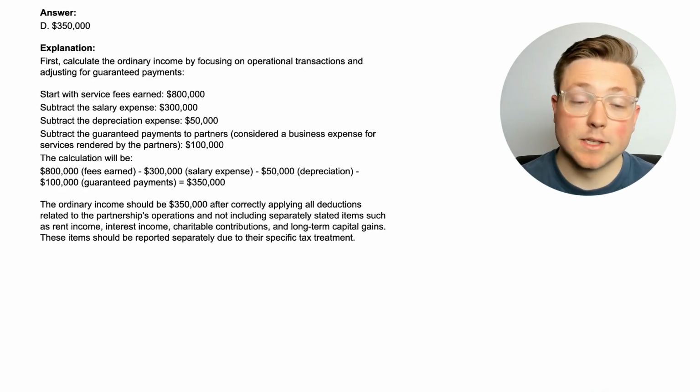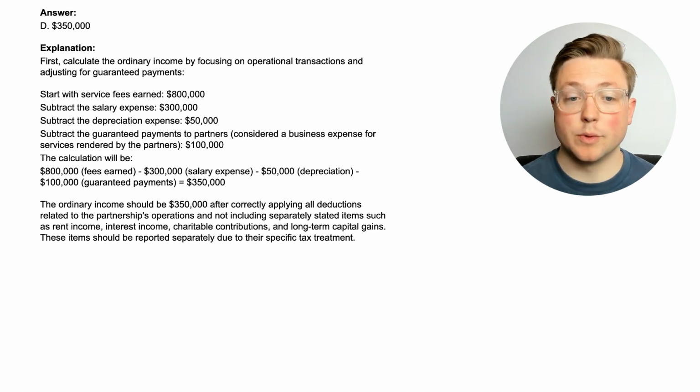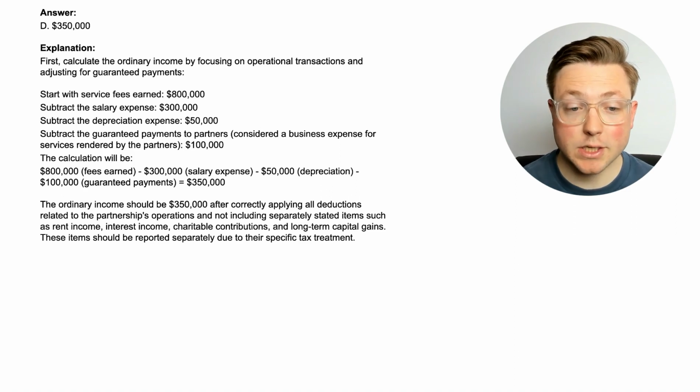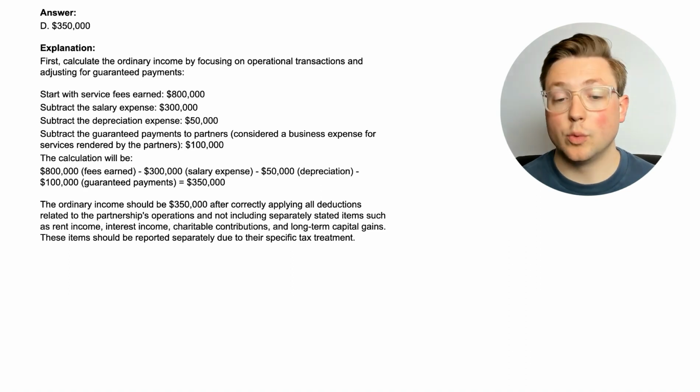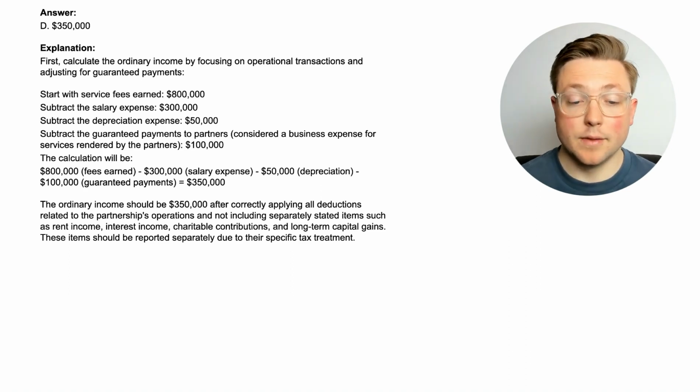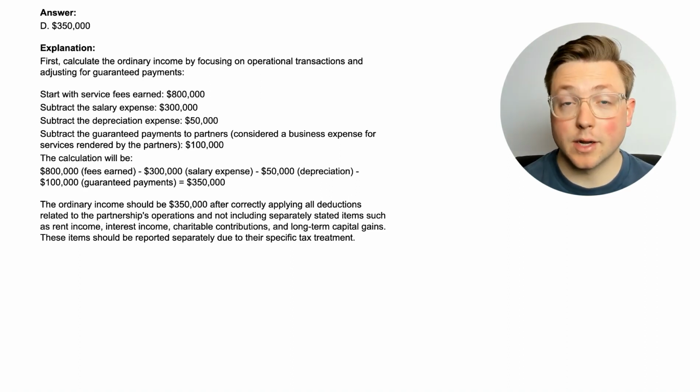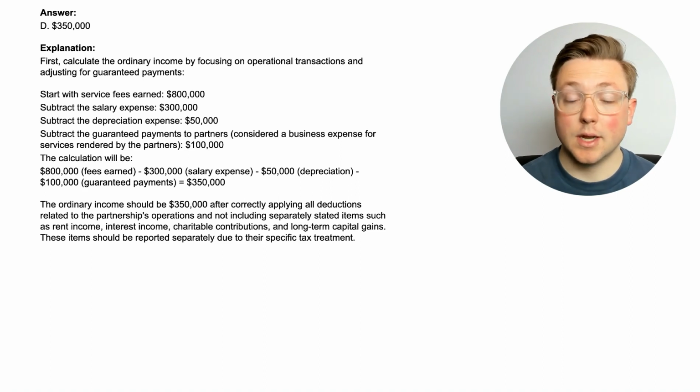Did you get that? Let's go ahead and read the explanation. So first, you would calculate the ordinary income by focusing only on the operational transactions and adjusting for guaranteed payments. So we would take the service fees earned, subtract the salary expense, subtract the depreciation expense, subtract the guaranteed payment. Again, guaranteed payment is subtracted from ordinary income, and that would leave you with $350,000. The ordinary income should be $350,000 after correctly applying all deductions related to the partnership's operations and not including separately stated items such as the rent income.